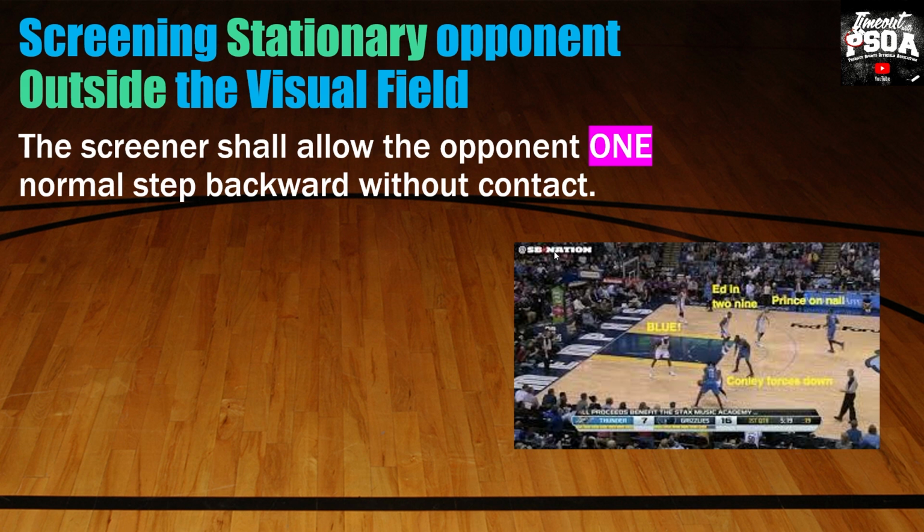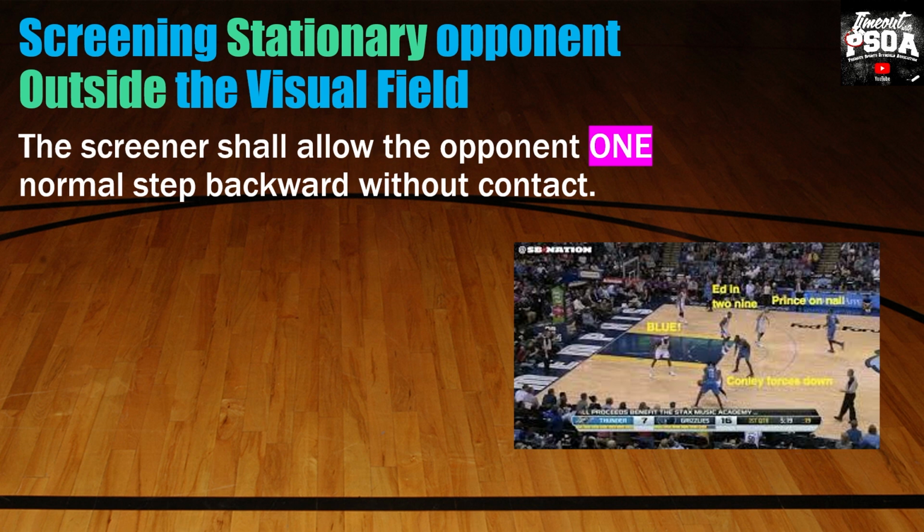Second category, stationary opponent outside of the visual field. So we're going to take a look at this screener right here. This defender is going to be stationary. This screener, as he moves forward, is going to be outside the visual field. The defender does not see that screener. So now they must give, as a screener, one normal step backward without contact.